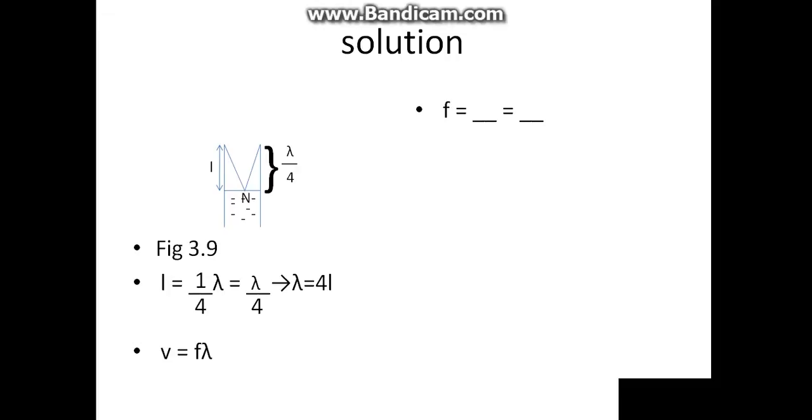Figure 3.9. L is equal to 1 over 4 lambda, which is equal to lambda over 4. Therefore, lambda is equal to 4L. V is equal to F lambda. Making F the subject of the formula, you have F equals V over lambda, which is equal to V over 4L, if you substitute lambda equals 4L. Substituting the values, we have 340 all over 4 times 1, which gives us 85 hertz.